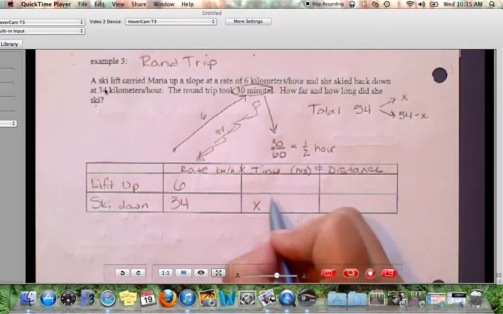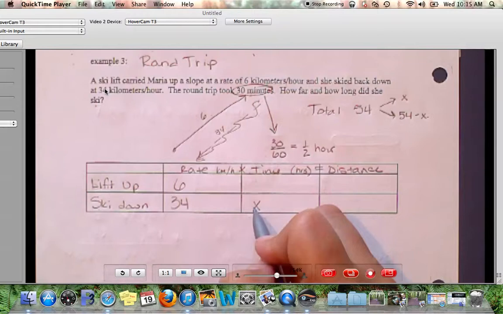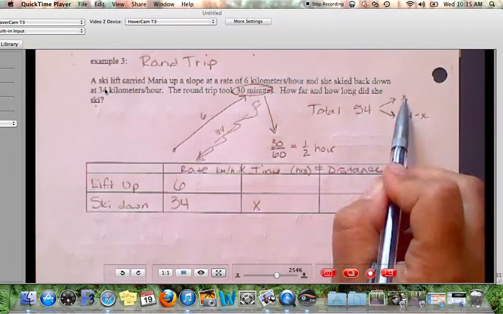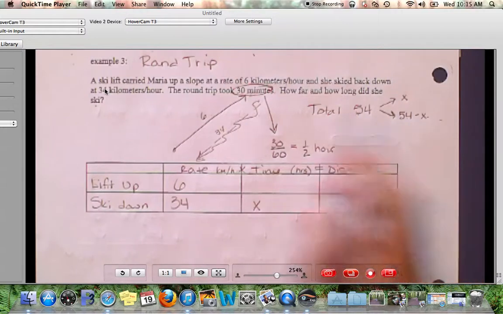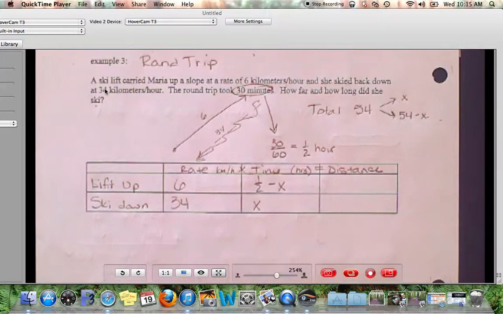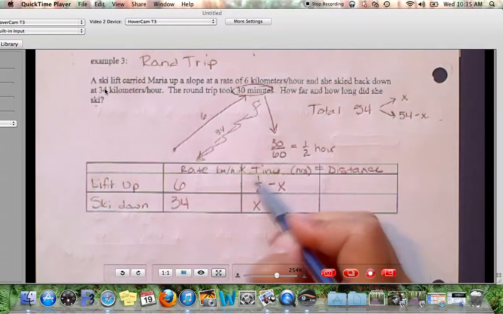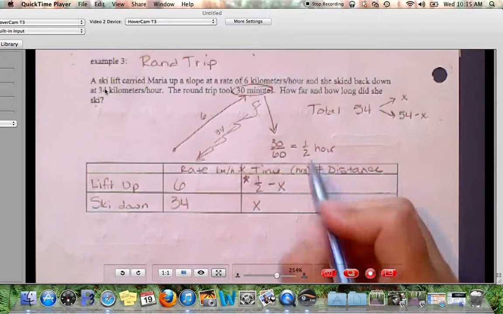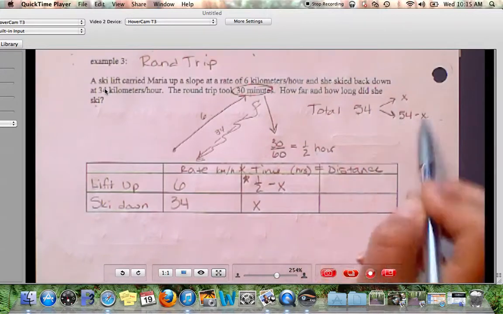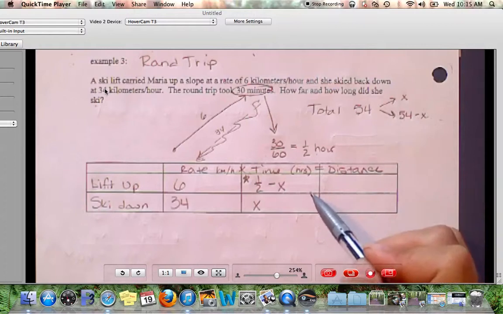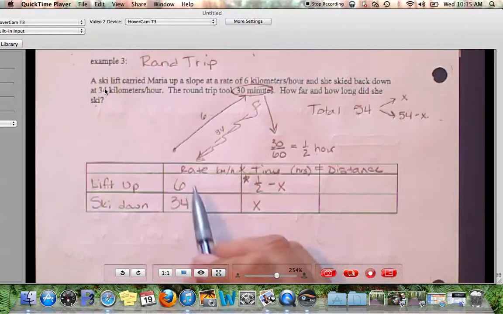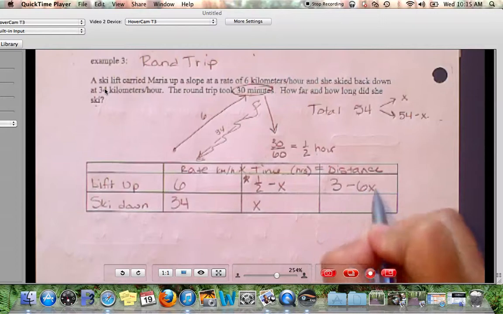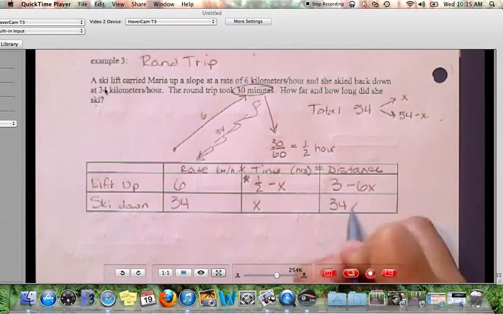So we know that the total of the lift and the ski time should be a half an hour, just like this. If the total is a half an hour, then one of them is X, and one of them is 1/2 minus X. It's always the total minus X, not X minus the total. That is the trickiest part in this entire problem because you have to convert it to hours and you have to deal with this whole total scenario that we keep seeing. Now, the rest is actually not very challenging. We've got to multiply across, so 6 times 1/2 is 3, minus 6 times X, which is 6X. Multiply across here, we get 34X.